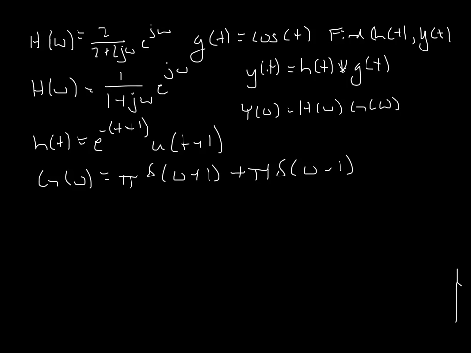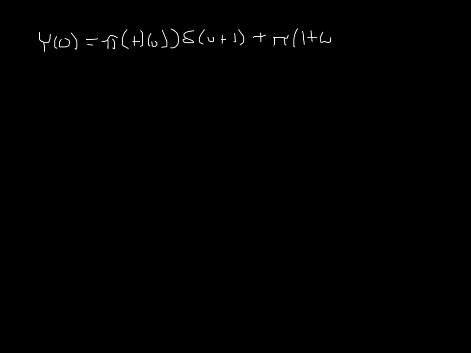So from that, we now have that Y of omega is going to be equal to pi times H of omega times the delta of omega plus 1, plus pi times H of omega times the delta of omega minus 1. And from that, since this is a delta function, we can evaluate H of omega at each spot where the delta function would be, because they're not going to exist anywhere else.